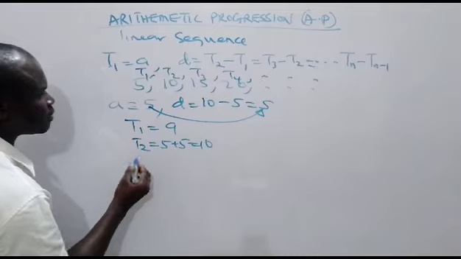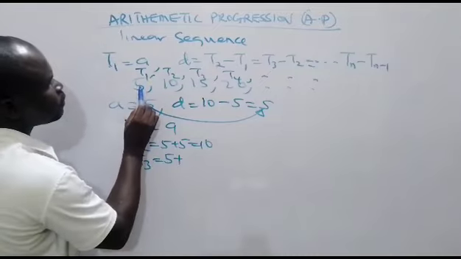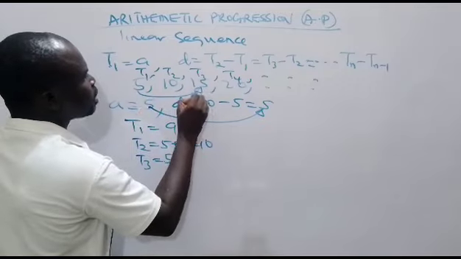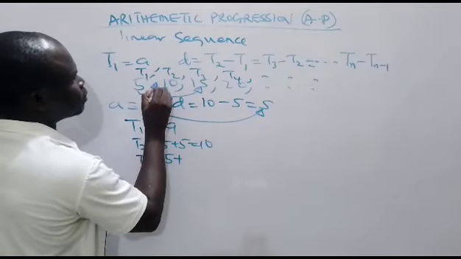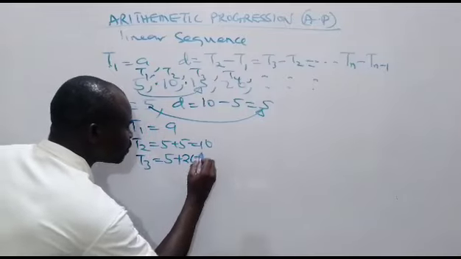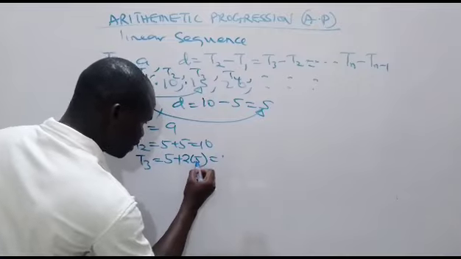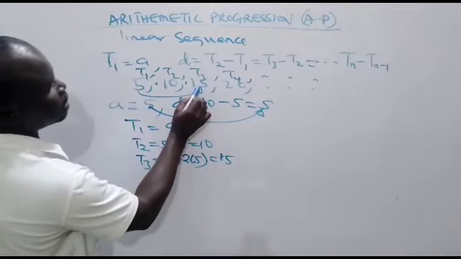How do we get the third term? The third term will be equal to 5 plus, between the first and the third, how many differences do we have? There are two common differences, 1, 2. So it will be 2 multiplied by the common difference. That gives us 2 times 5, 10, plus 5, 15. That's how we get the third term.